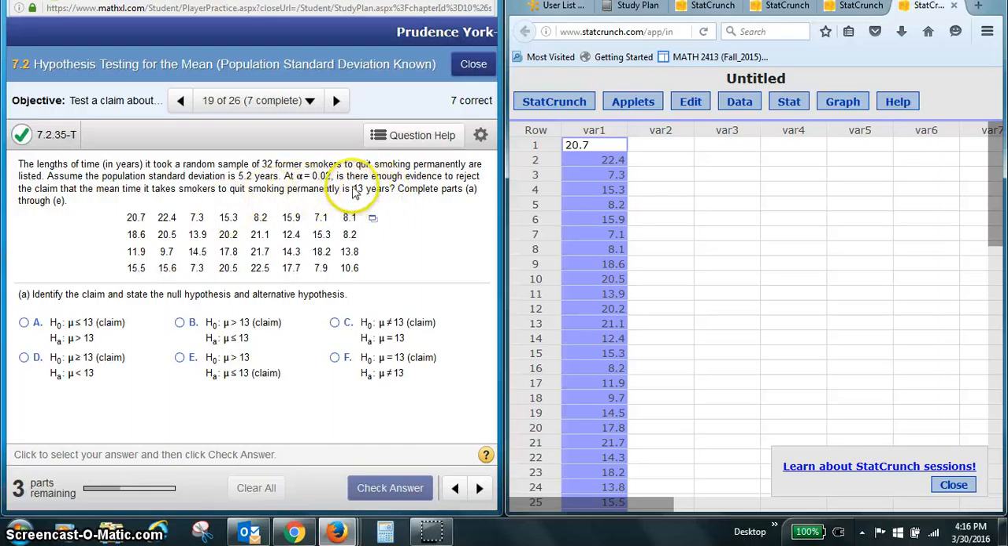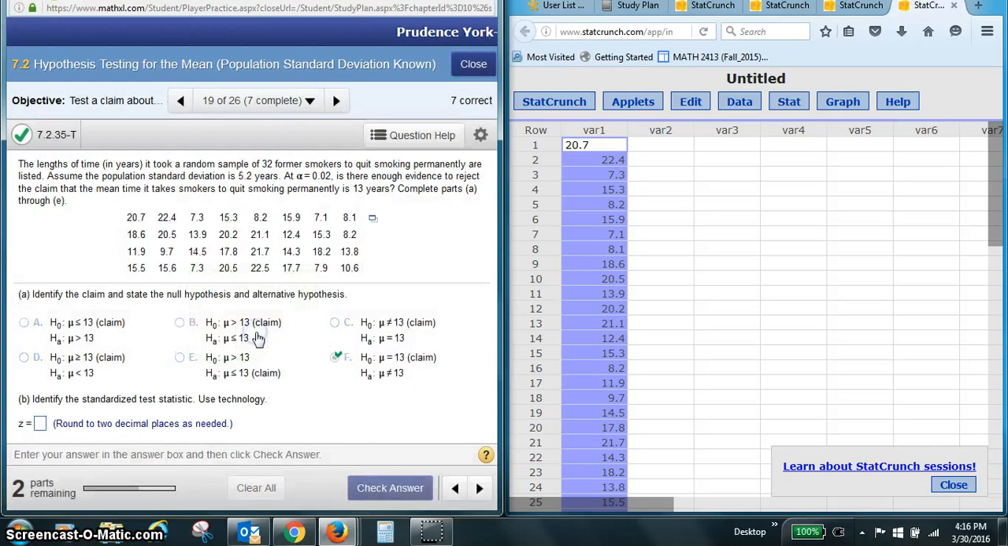Now, they use the word is. Mean is 13 years. So that's an equal statement. So if the null hypothesis is equal to 13, then the alternative hypothesis would be the complement to that, which would be not equal. So this should be your null and alternative hypothesis.